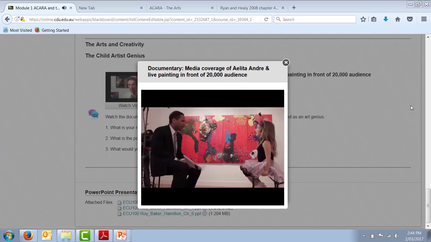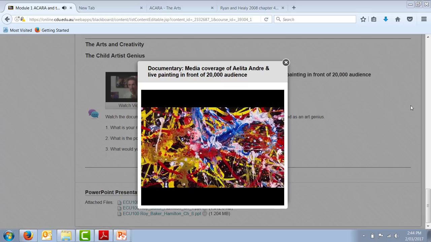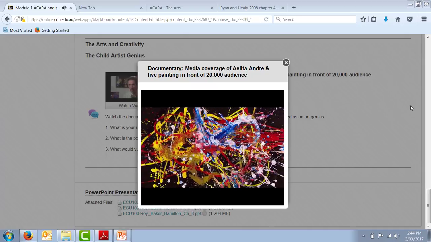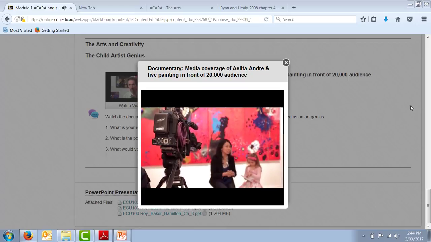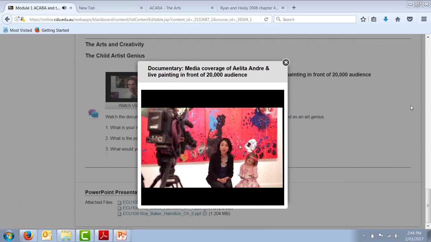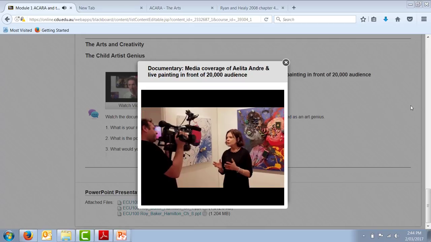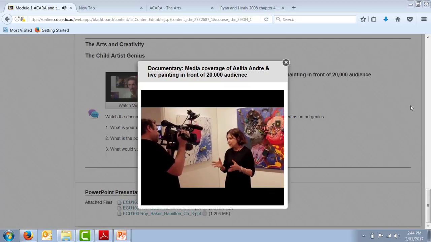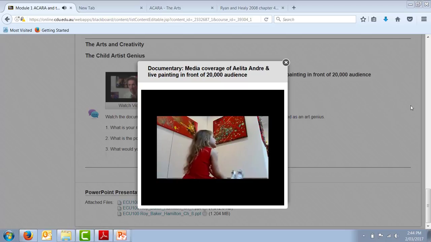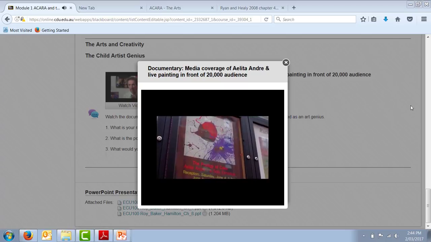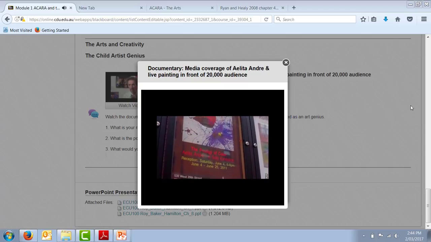TV crews from Japan, China, Germany and the UK have come to see for themselves. Jackson Pollock didn't figure out his technique until he was in his 30s, but this little girl's found her groove at 4 years old. She does understand composition, she understands color. Aelita Andre isn't like most children. She's got her own solo exhibition at a gallery in New York.